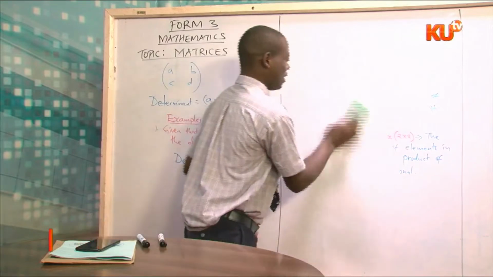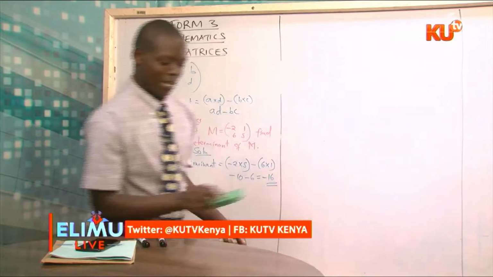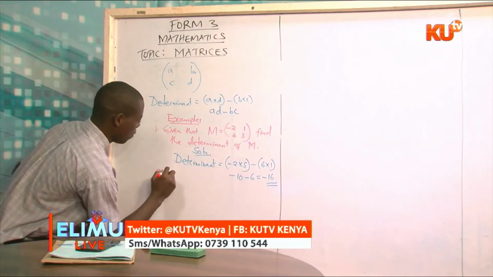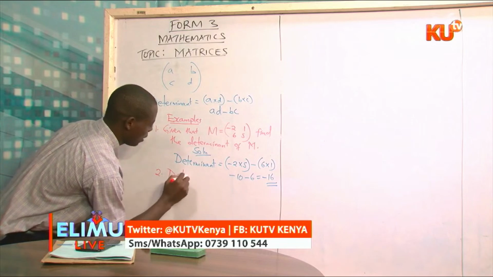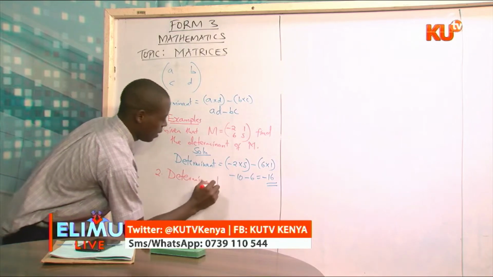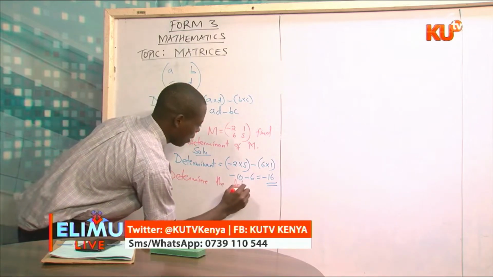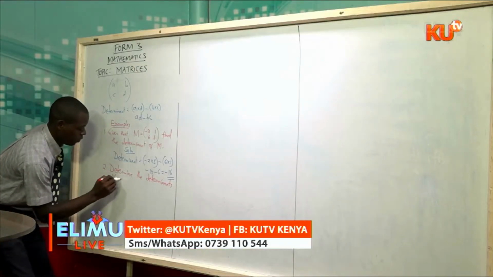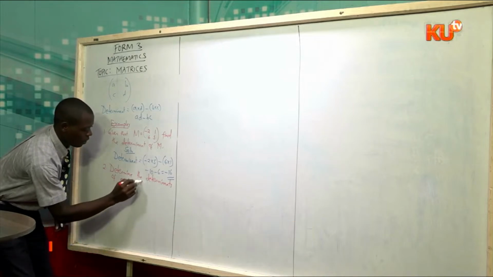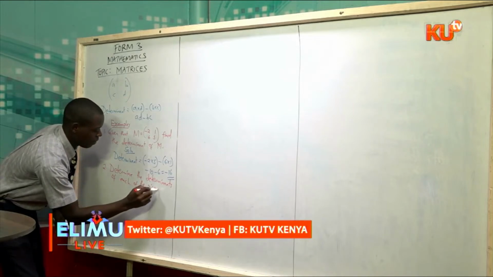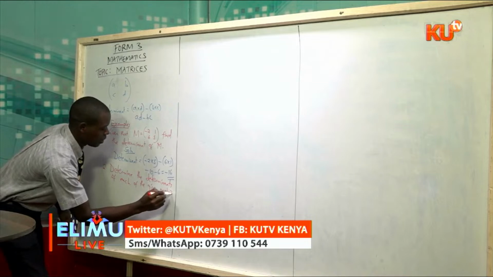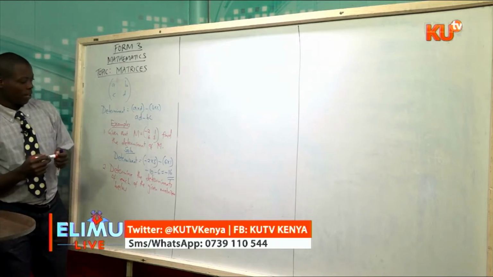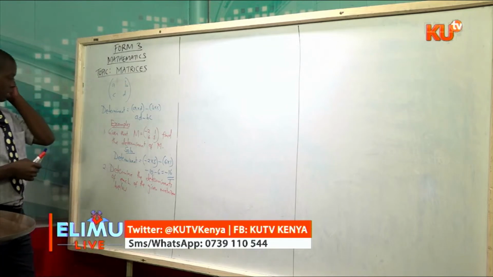We will look at the second example. The second example, we are told to determine the determinants of each of the given matrices below. We determine the determinant of each of the given matrices below.